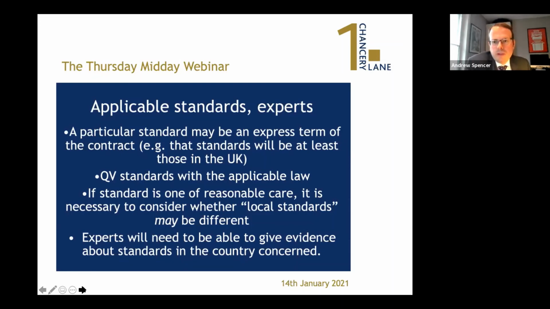So it is possible to imagine situations where there might be a difference in local standards, and it's important to bear those in mind. The reason I flag that is because if the parties are instructing experts, you need to give some thought to whether the expert you're instructing is able to say anything at all about what reasonable care means in the country in question. Because if your experts can't and the experts from the other side can, they're obviously going to be at a significant advantage compared to you.